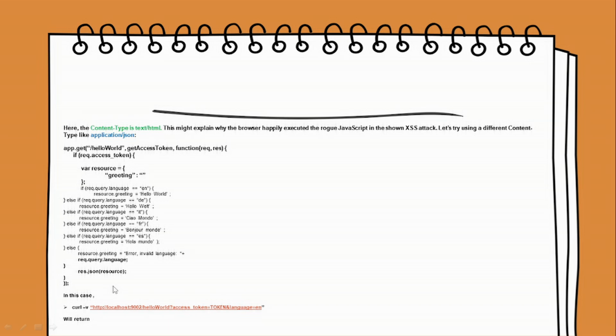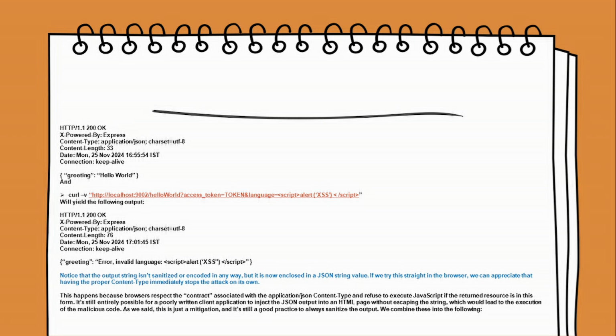That means now you can see how the result is going to come for the invalid language. In this case, let's say we are putting curl -v, the URL, and in the query we are passing access_token equal to token and language equal to en. We are passing the access token in the query parameter only. So what will this output return? It will return 200 OK, X-Powered-By Express, content type is now application/json; charset=UTF-8, content length, date, connection, and then we have the greeting as Hello world.